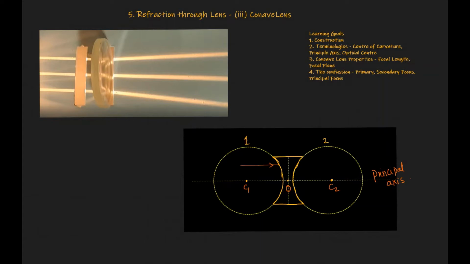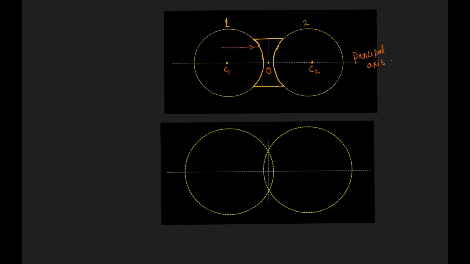Just to remind you, this is how the convex construction was. In this, the rays come from the left, and since this is the first surface that it hits, we say the C1 is here and C2 would be here, because this would be the second surface. So this will be a first surface and second surface. So this is C2. So it's just that it's a reverse in case of convex, and the rest of the concepts are pretty much the same.